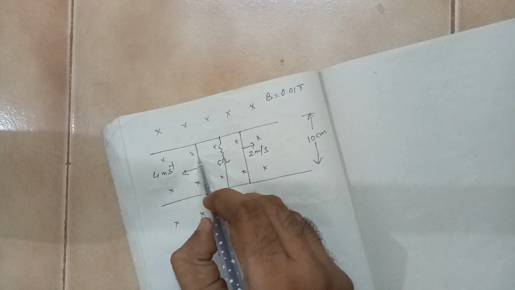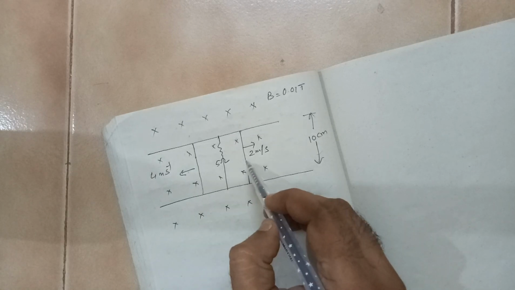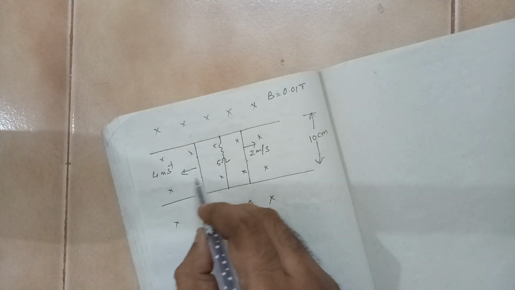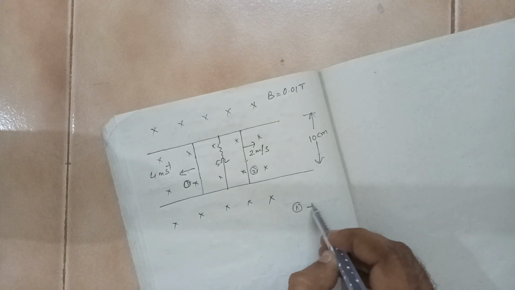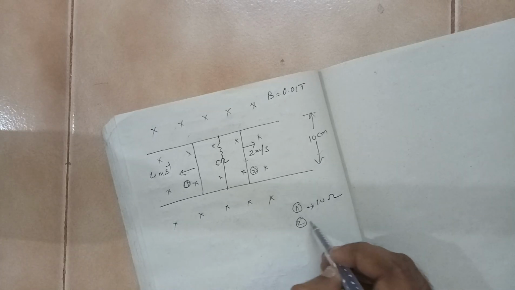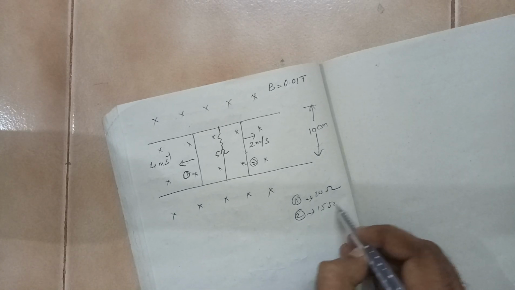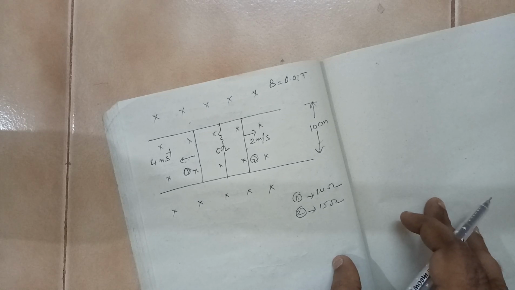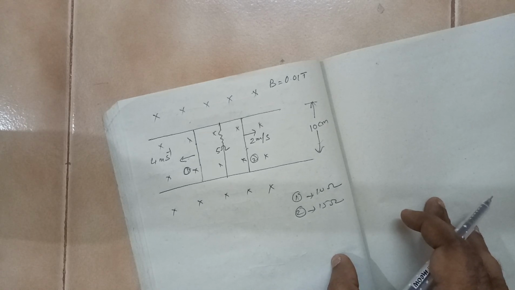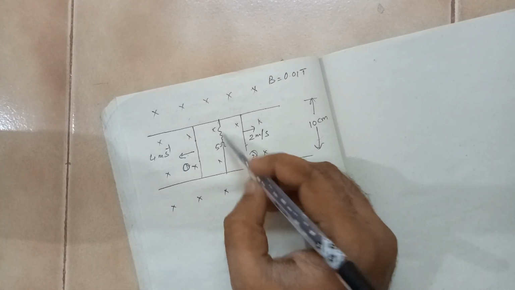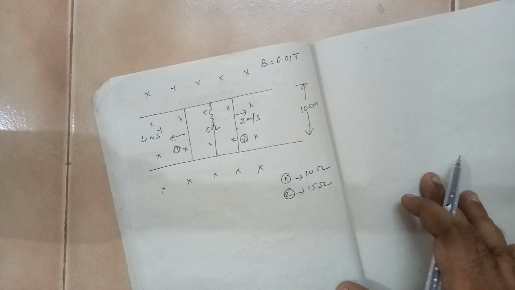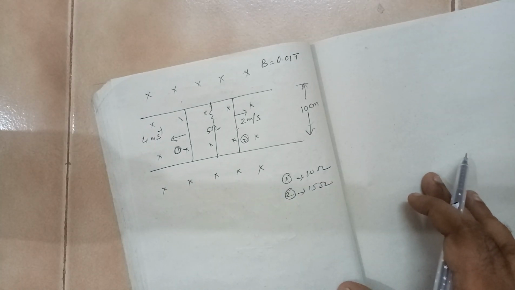This rod 1 has a resistance of 10 ohms and rod 2 has a resistance of, if I call this wire 1 and 2, one has a resistance of 10 ohms and 2 has 15 ohms. Okay, and in this we are supposed to find what is the current that is passing through the 5 ohms wire. So this is the information given.